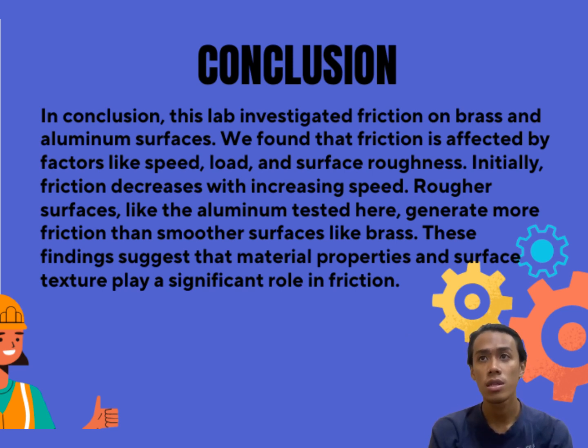In conclusion, this lab investigates friction law on brass and aluminium surfaces. We found that friction is affected by factors like speed, load, and surface roughness. Initially, friction decreased with increasing speed. Rougher surfaces, like the aluminium test here, generate more friction than smoother surfaces like brass. This finding suggests that material properties and surface texture play a significant role in friction.